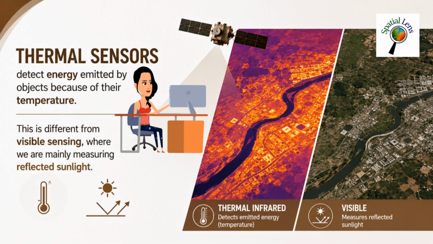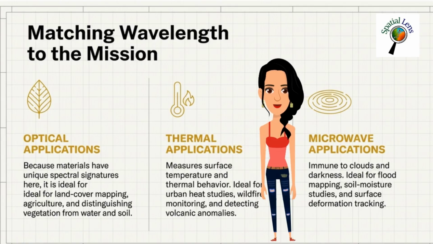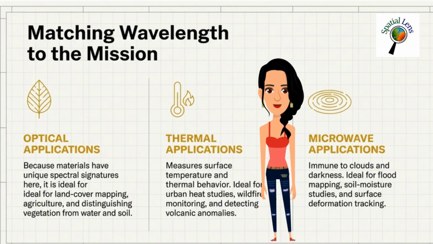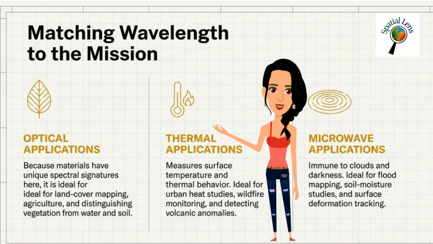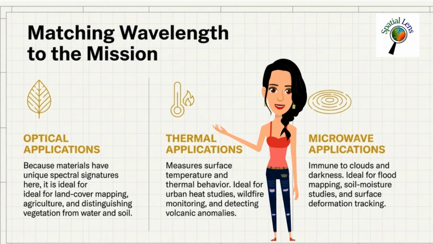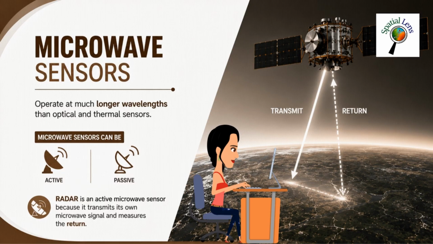This is different from visible sensing, where we are mainly measuring reflected sunlight. Thermal data can therefore provide information about surface temperature and thermal behavior. This makes thermal sensors useful for applications such as urban heat studies, wildfire monitoring, volcanic activity, water temperature analysis, and identifying thermal anomalies. Microwave sensors operate at much longer wavelengths than optical and thermal sensors.